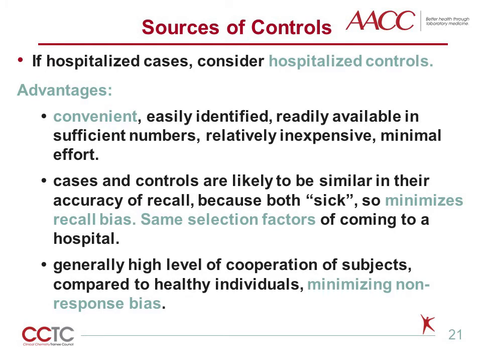So if the cases came from the hospital, then you should consider the controls coming from the hospital. The advantages are that it's very convenient. They're as easily identified as the cases are. They're readily available in sufficient numbers. It's relatively inexpensive to do, and it takes minimal effort because you're already in the hospital anyhow. The cases and controls are likely to be similar in their accuracy of recall because they're sort of both sick. So they're both thinking about what led them to be in the hospital. So it's going to minimize recall bias.